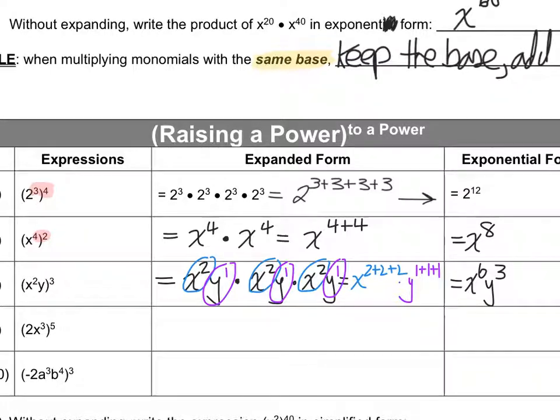All right. So then 2x to the 3rd raised to the 5th. So that's 2x to the 3rd times 2x to the 3rd, 2x to the 3rd. That's 3 of them. I need 2 more. 2x to the 3rd, 2x to the 3rd. Each of those 2's can be thought of as 2 to the 1st power.